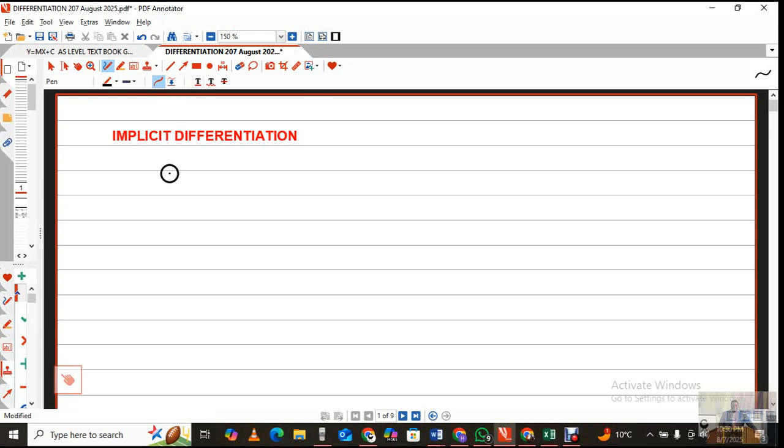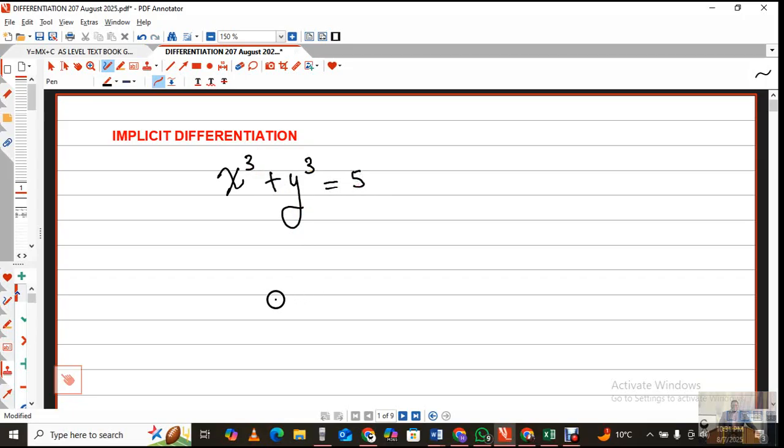So I am continuing with my series on differentiation, and what I'm doing here today is something called implicit differentiation. The general idea here is, I hope that somehow you have done a bit of work on implicit differentiation.